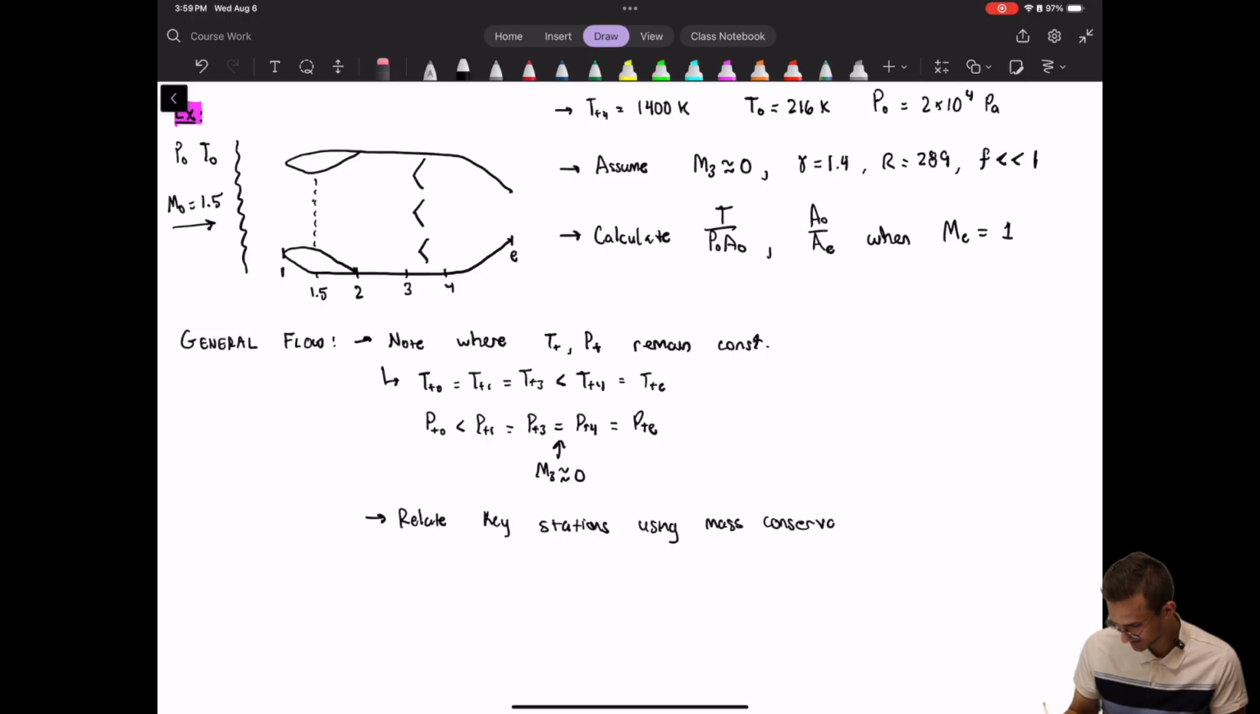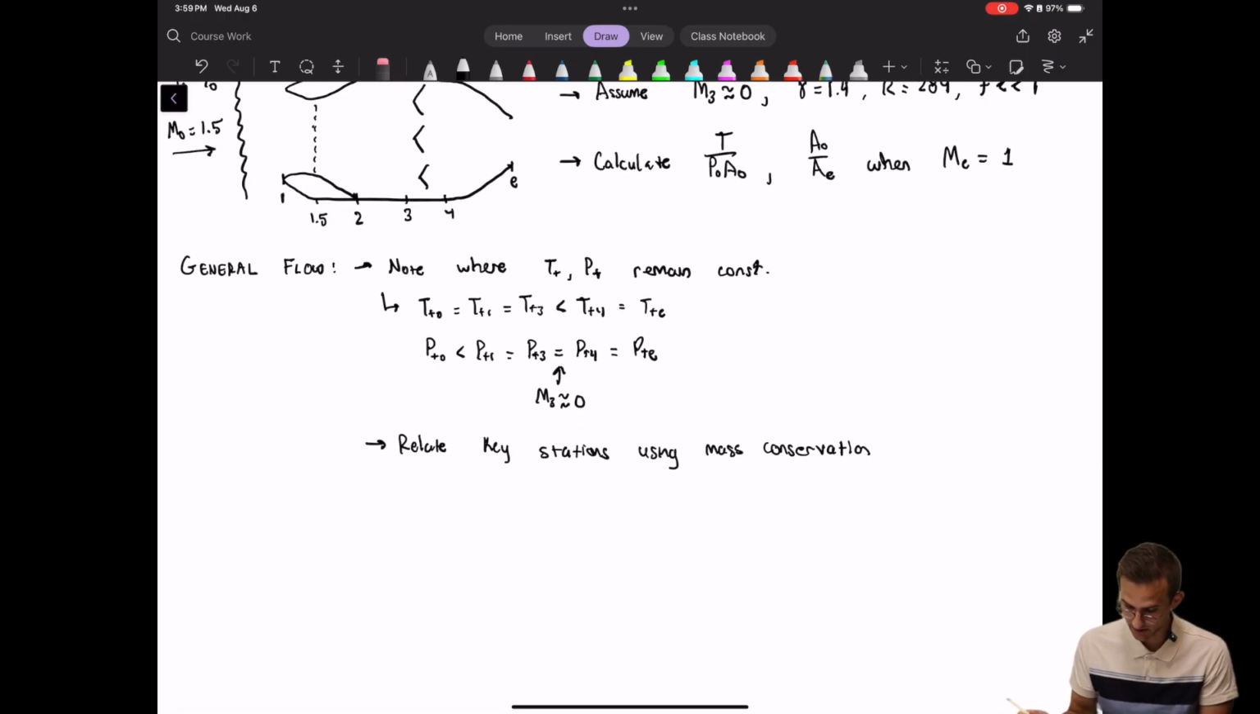And that's that fancy mass conservation equation that I showed to you. But when you assume that the mass flow rate, that it's a calorically perfect gas throughout the system, for example, then that means gamma is not going to change.